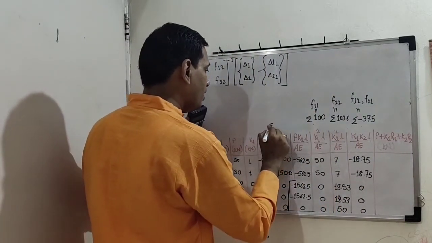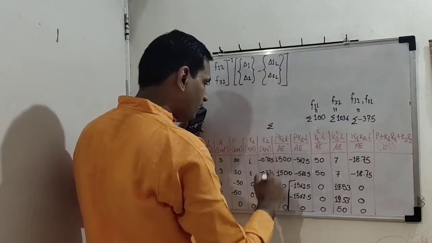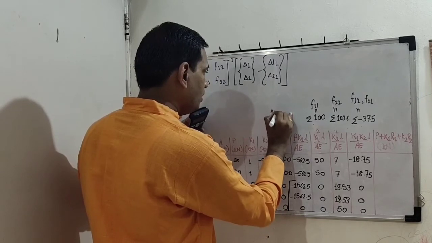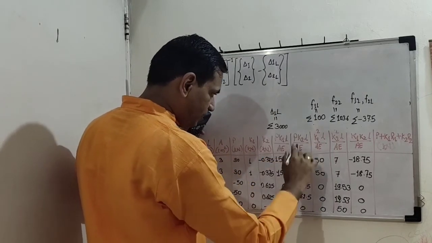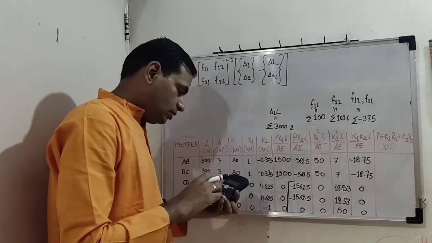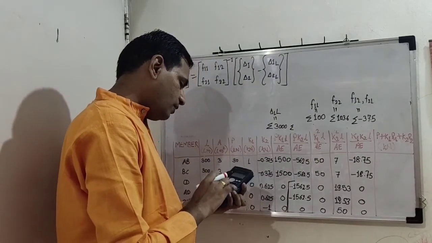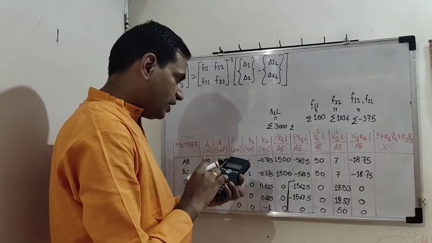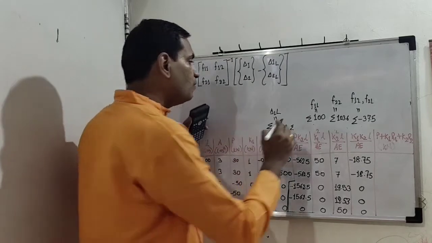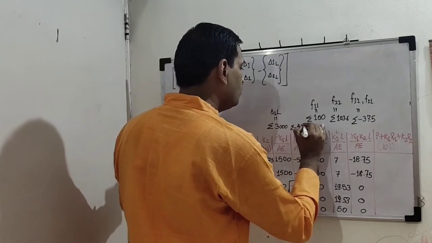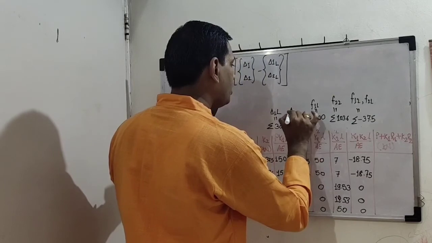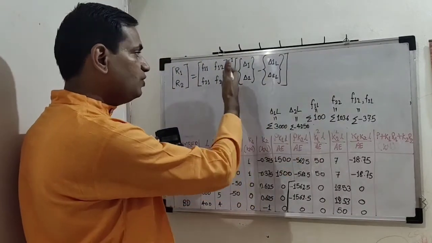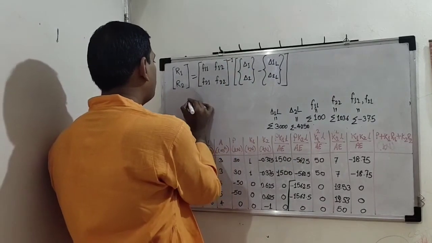P K1 L upon AE will be your delta 1L. So this is 3000. Delta 1L. Take this addition. It is minus 562.5 two times and minus 1562.5 two times, so it is minus 4250. This is our delta 2L. Now substitute all these values here and solve it.